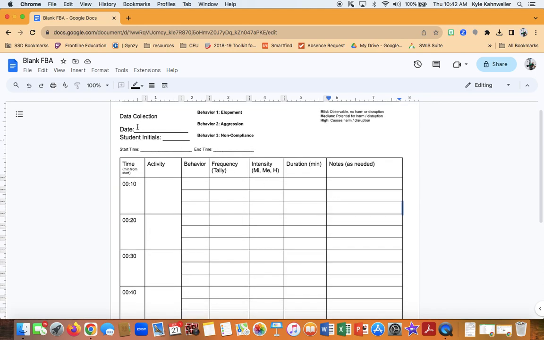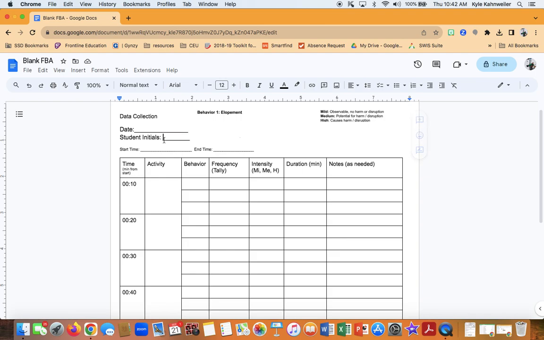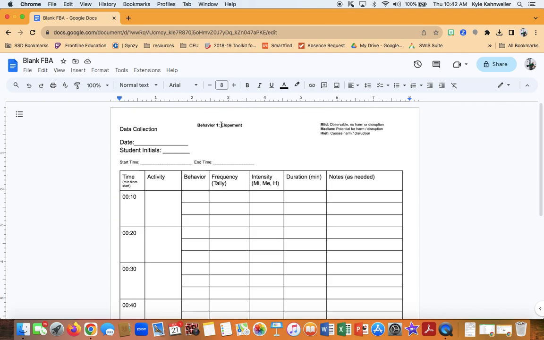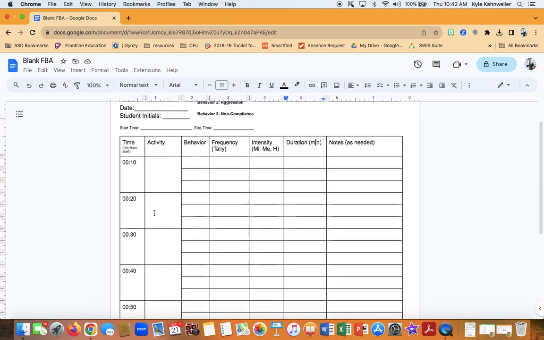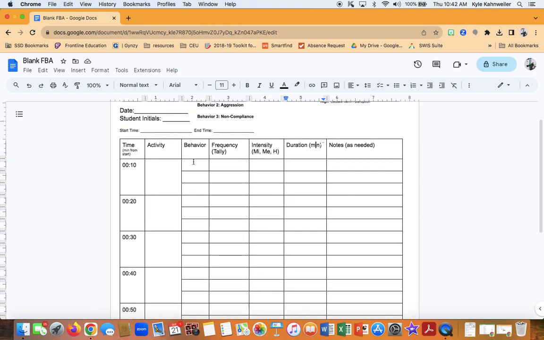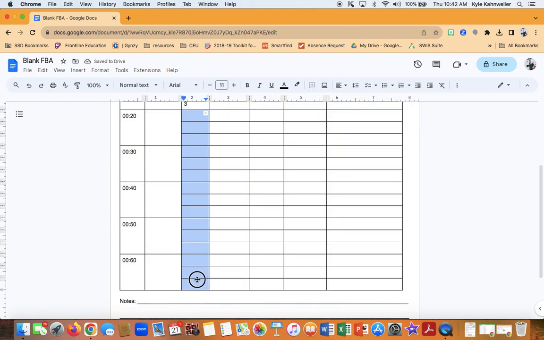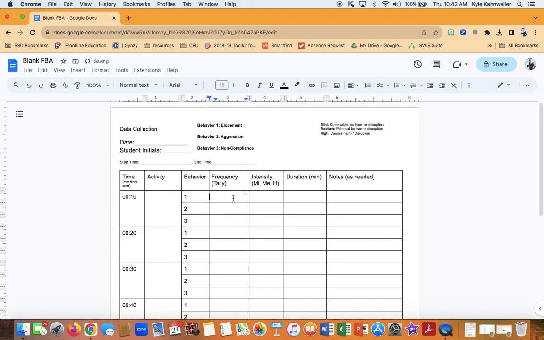Now what we would do is then record the date that we are starting, as well as the student's initials, and then the start time of our observations. So when we do that, we will start a stopwatch and begin observing. So this is broken up, and again we would have behaviors 1, 2, and 3, and we would have that all the way down here. So we know that anytime we are recording in behavior 1, we are talking about elopement. Behavior 2 would be aggression, and behavior 3 would be non-compliance for this specific individual.